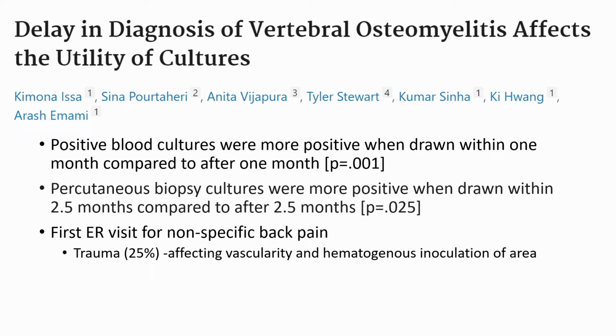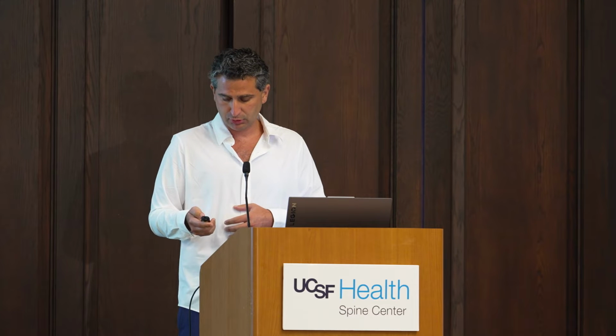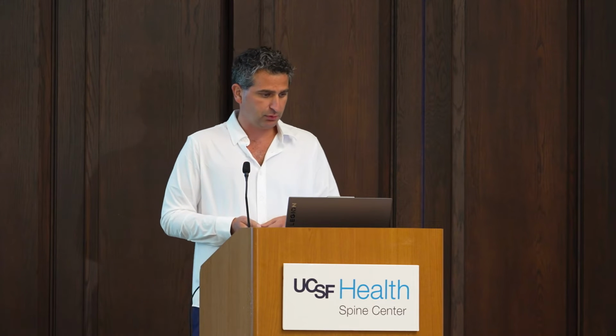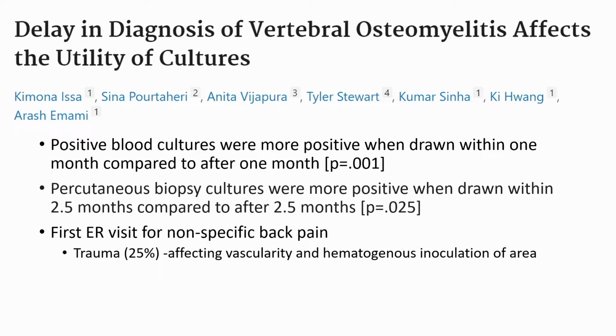In terms of blood culture, if you take a blood culture within 1 month of the infection, it's more likely going to be positive and be able to identify the pathogen that is causing the infection, versus if it's over a month, it's less likely to be positive. So getting blood cultures and urine cultures early on is favorable to determine the pathogen.